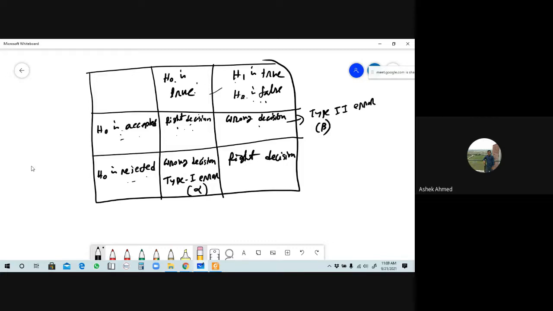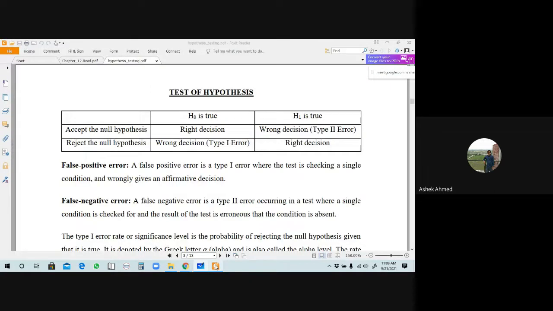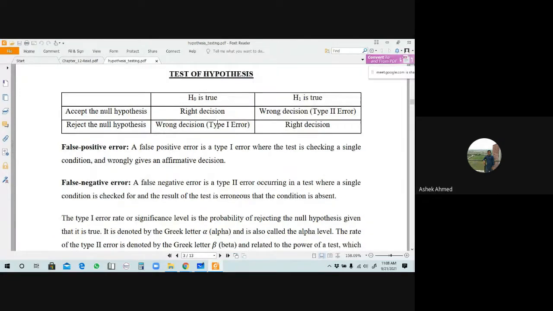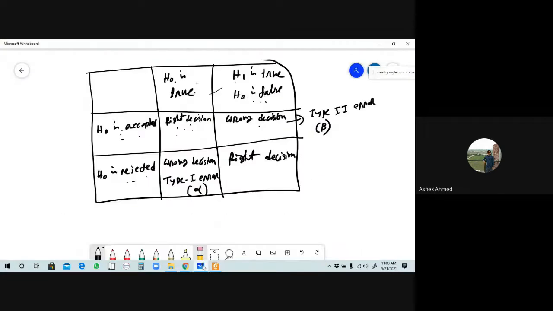Then we have some data points. False positive error, okay, the type 1 error will be called here false positive error. The data points of type 1 will be called here false positive error. And the data points of type 2 will be called here false negative error.